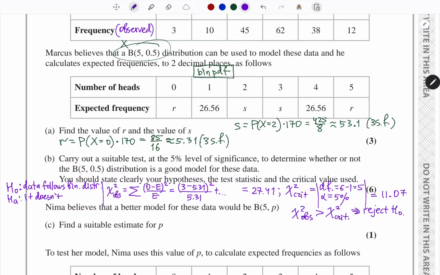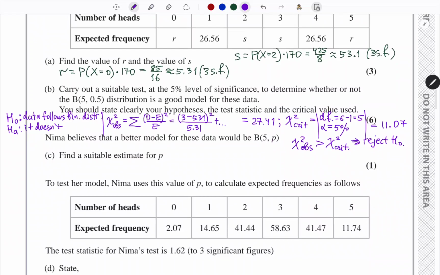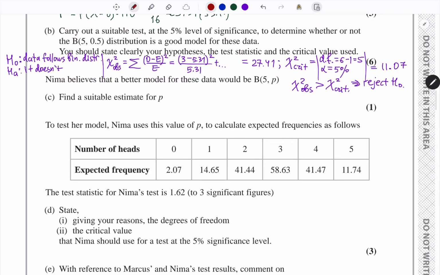The distribution of the results of spins doesn't follow binomial distribution. Okay, but we usually do not write such a long conclusion. So we move to Nima. Nima believes that a better model for this data would also be binomial distribution, but with a different parameter p. Find a suitable estimate for p.